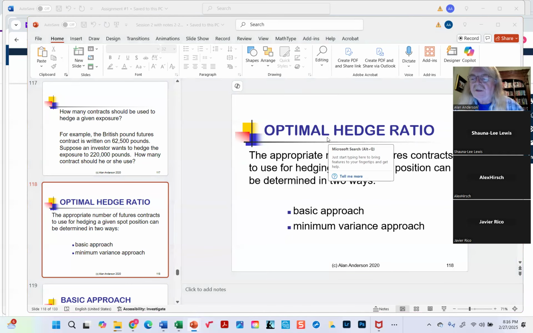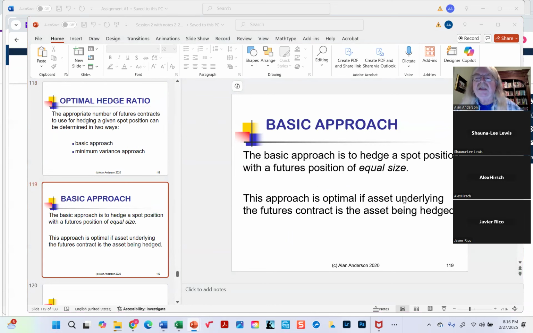All right, so we'll just quickly run through this now. There's two of the standard approaches to hedging with futures contracts, which can be summarized as the basic approach and the minimum variance approach. One of them is a very simple one. The other one is based on statistics. So the basic approach is basically, to the extent that's possible, to hedge your position with a futures contract or a futures position of more or less the same size.